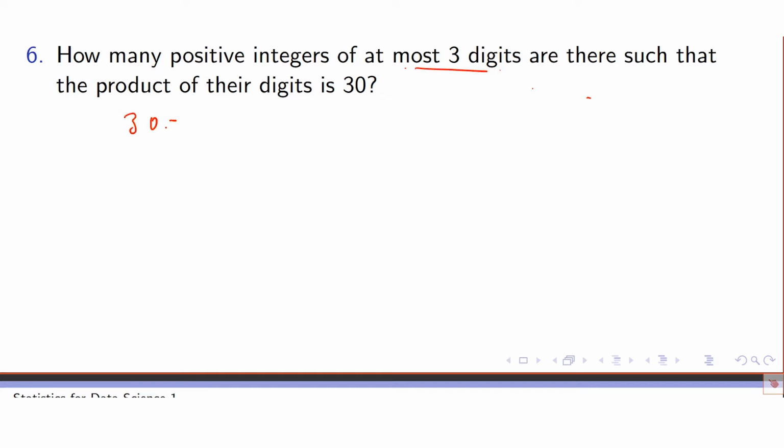The factorization of 30 is equal to 2 into 3 into 5, and we can also write 1. So the digits whose product is equal to 30 are 2, 3, 5. The product of these is equal to 30. Or again, 2 into 3 is equal to 6, so 6 and 5 are the digits whose product is 30. Or because we have to consider integers of 3 digits, we can again write the digits 1, 6 and 5.